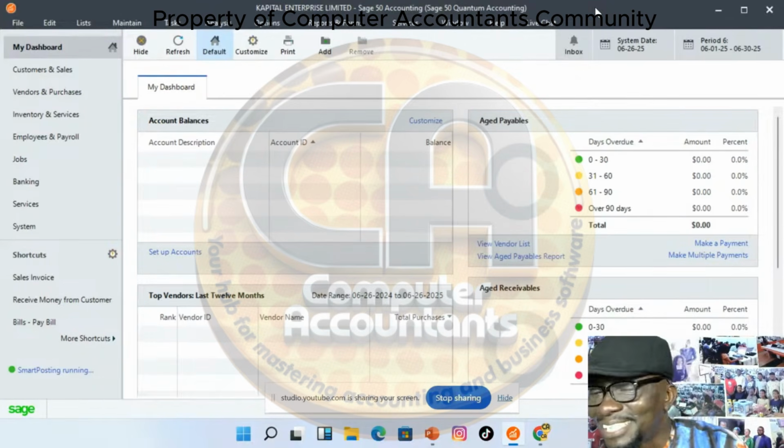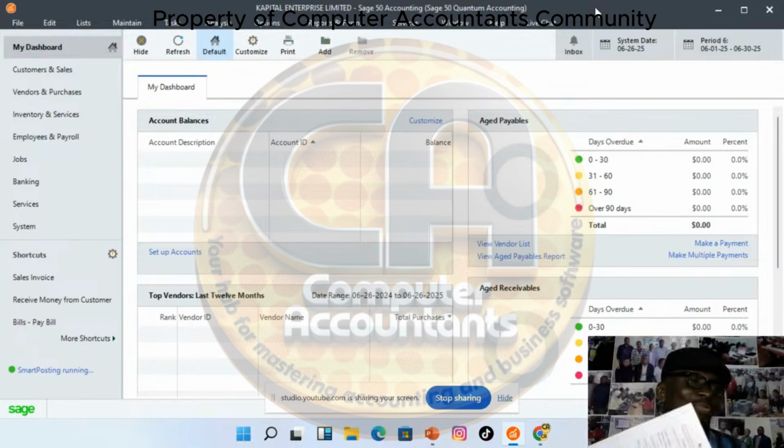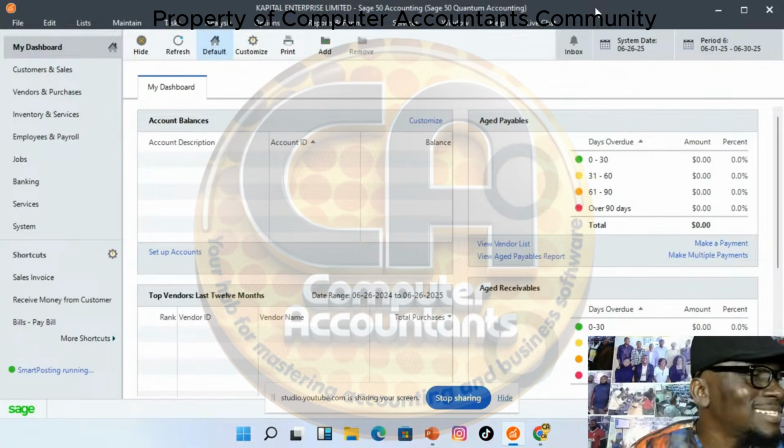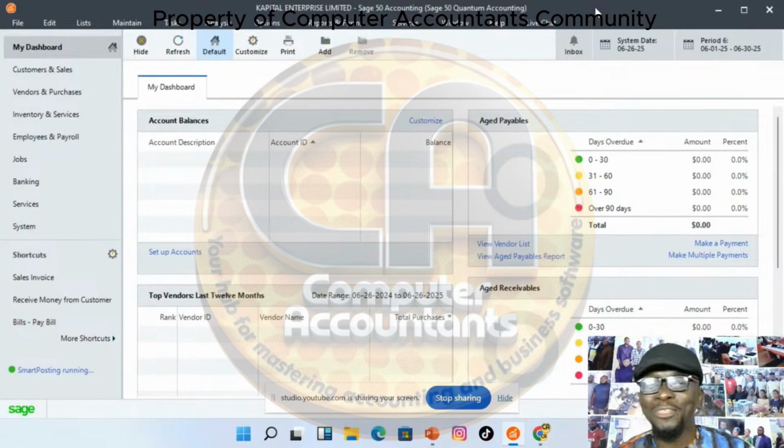Having said this, I hope you have your case study in your hands. Now, the first thing to start working on is your setup. Setup, as I have just shown you, has to do with your charts of account. So we start from the chart of account.